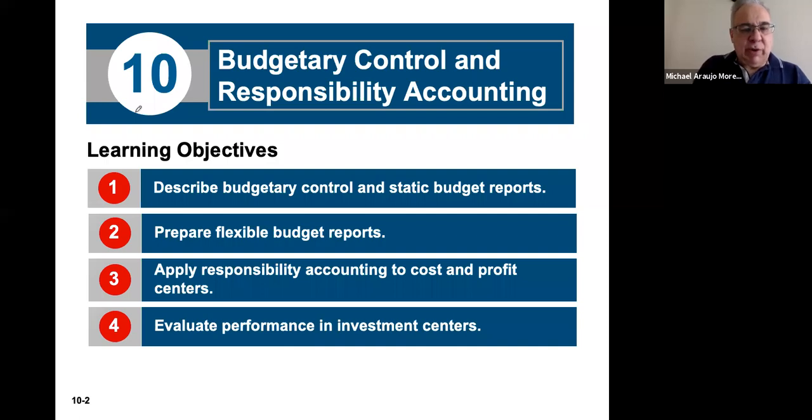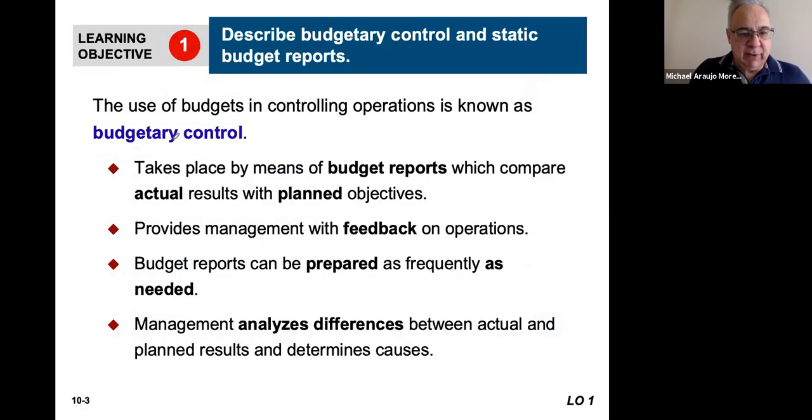So a little bit of a different point of view from a service business perspective. And there's a lot of different service businesses, and so your book went through a few. Chapter 10 talks about budgetary control and something called responsibility accounting, which is very important to understand. Right now, we're going to be focusing on the first learning objective, so I can introduce you to static budgets and static budget reports. And so that's going to be our first stop.